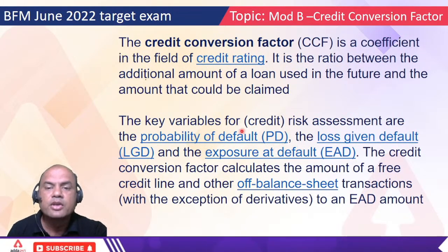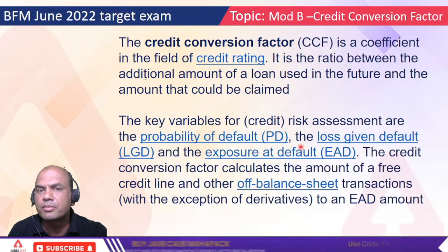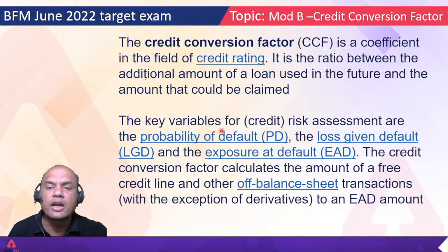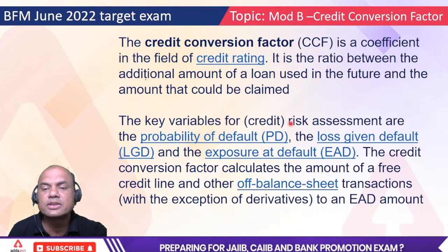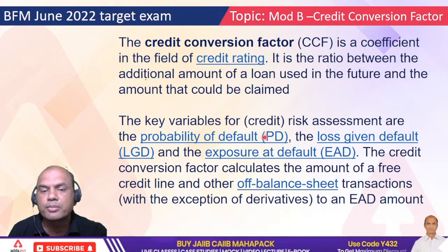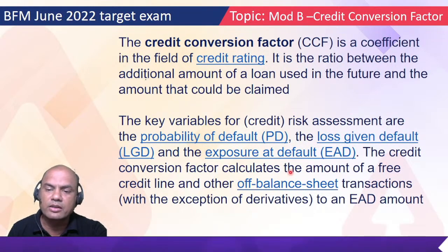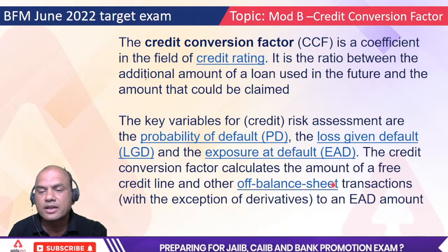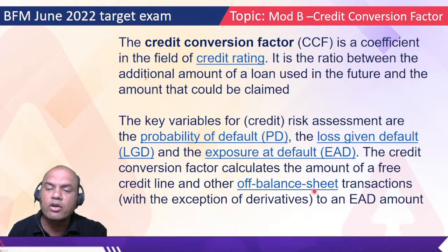Got this point? So the three keywords over here are PD, LGD and EAD. Remember, the full forms of these are asked in the exam. Also, the key variables in credit risk assessment are PD, LGD and EAD. The credit conversion factor converts the amount of free credit line and other off balance sheet items to an EAD amount, meaning exposure at default amount, meaning whatever are my off balance sheet items.